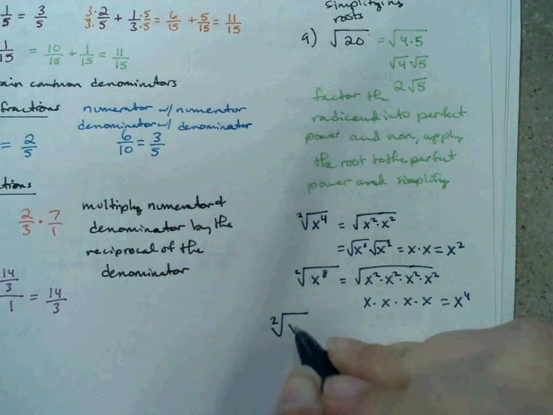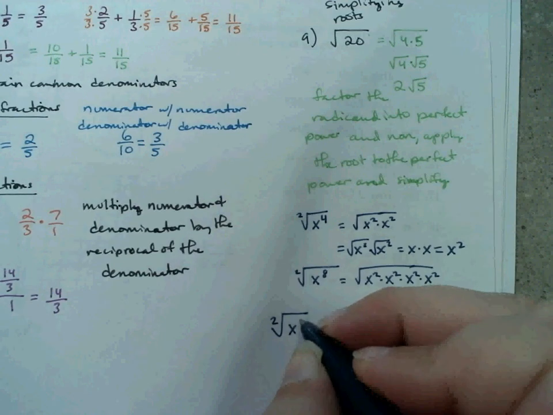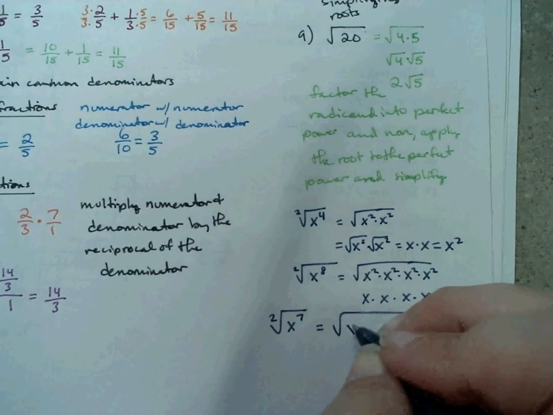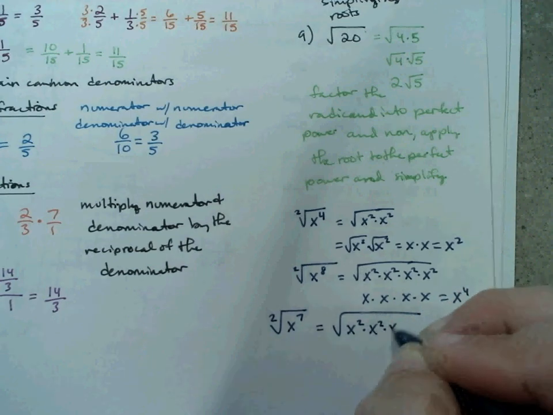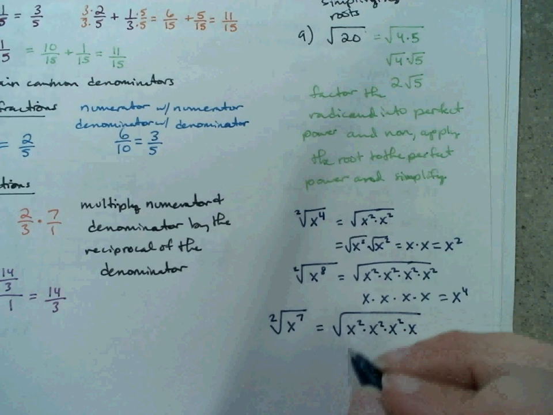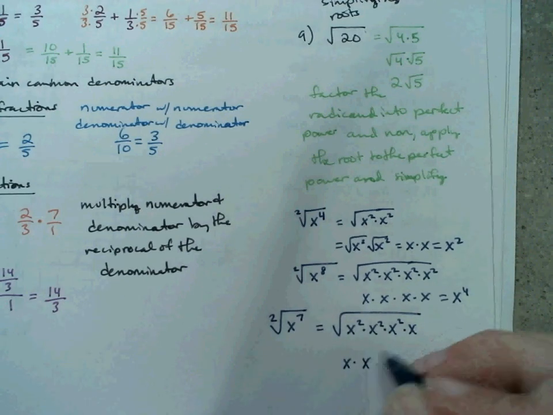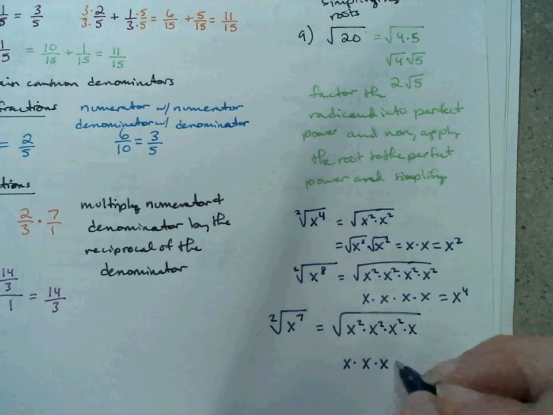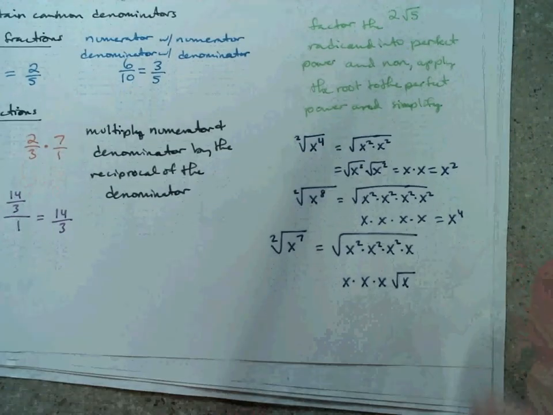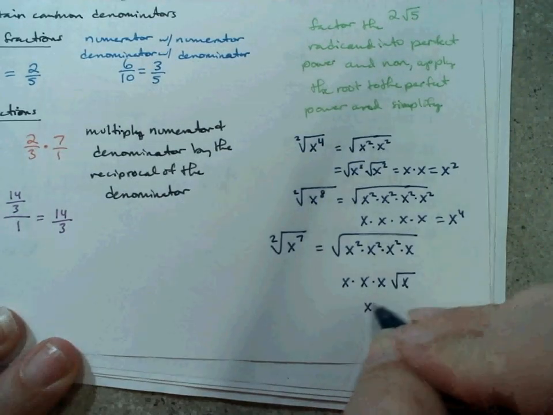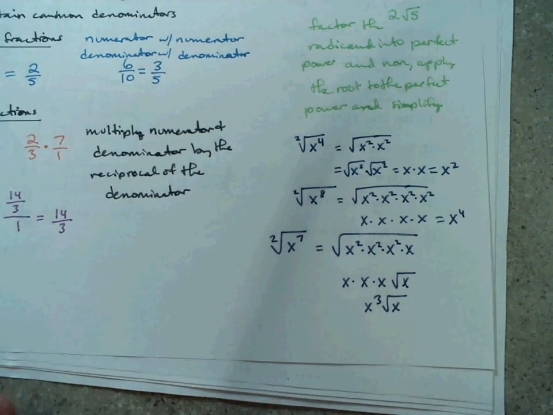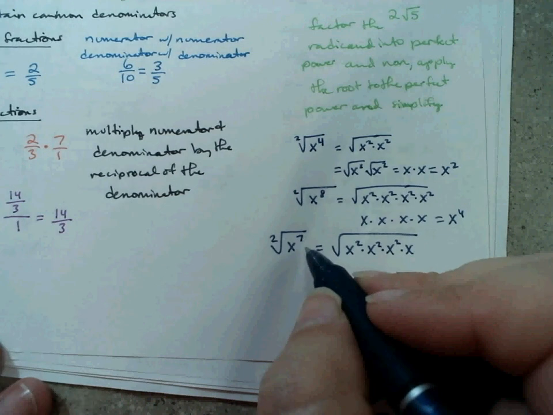So if I asked you to take the square root of x to the, let's go with 7th, right? What I end up with is an x squared times an x squared times an x squared times another x. That's 7 x's in total, right? Well, the square root of x squared is x, the square root of x squared is x, the square root of x squared is x, and then I have 1 left over. It's not a perfect power. In which case I'm left with x cubed times x to the 1st power.